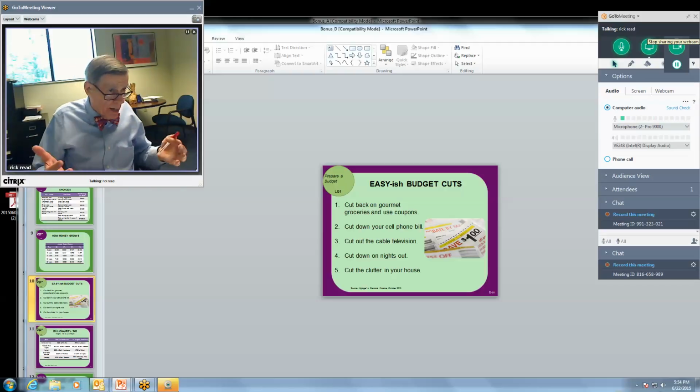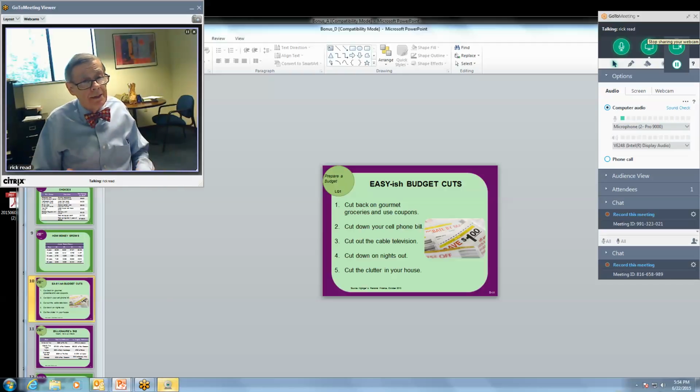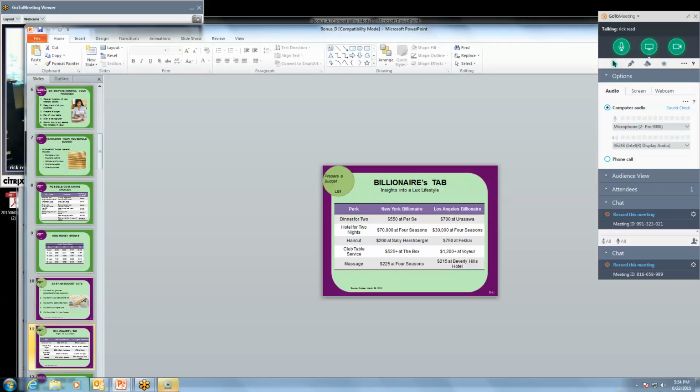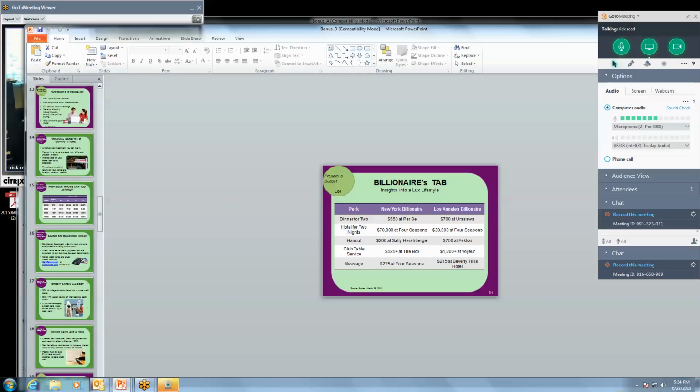Some other things you could do: make sure your house is well insulated to help you cut down on your energy bill. Things of that nature. So there are a lot of ways to cut down on your expenses and to save money. I'm not going to talk about that one. That's just one of those gee whiz slides. It's not something that's really that important to discuss.